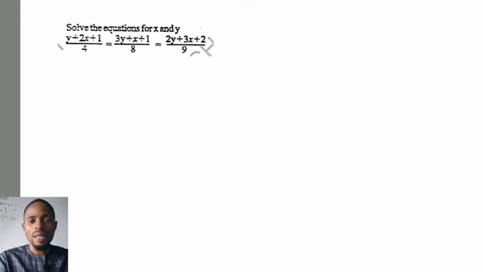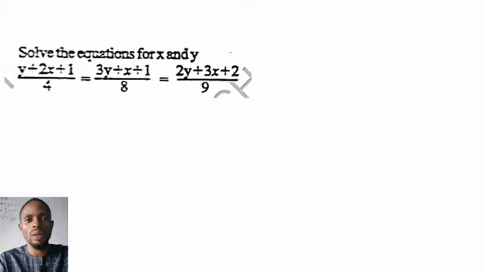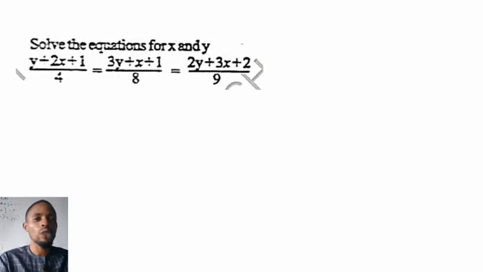Okay, the question says to solve the equations. Let me zoom it so you can see it well. We have the equation: y plus 2s plus 1, divided by 4, equal to 3y plus s plus 1, divided by 8, equal to 2y plus 3s plus 2, divided by 9.